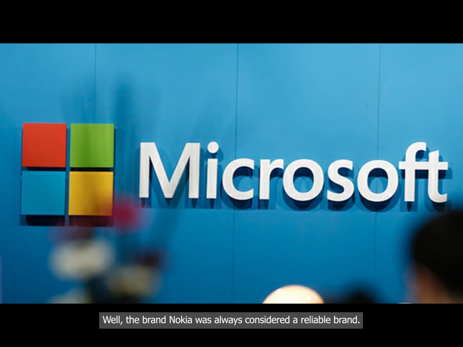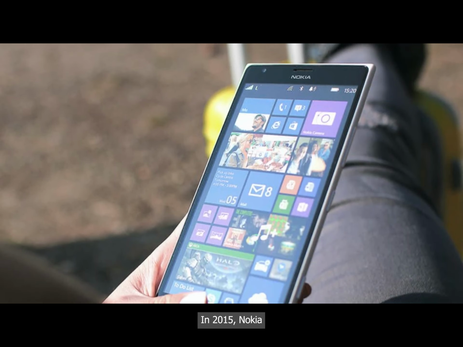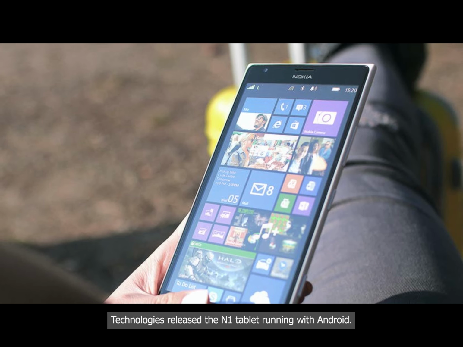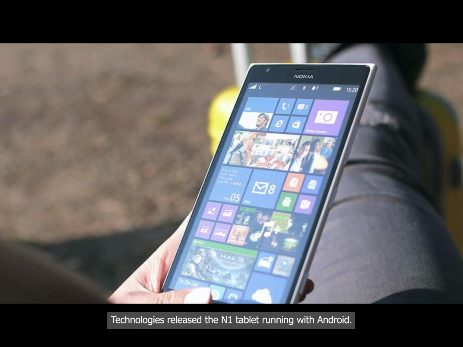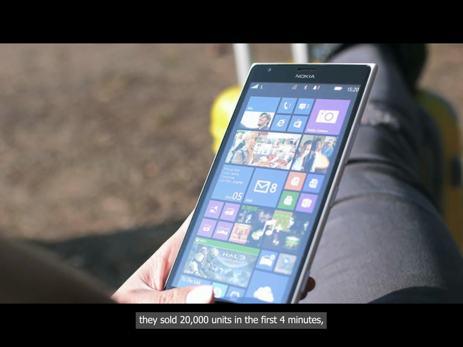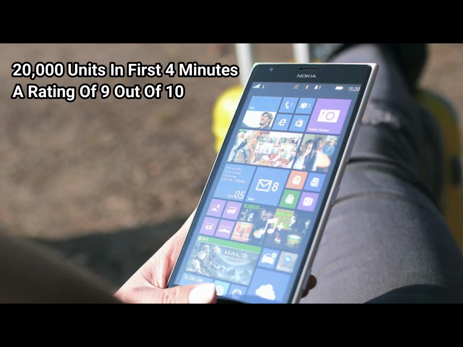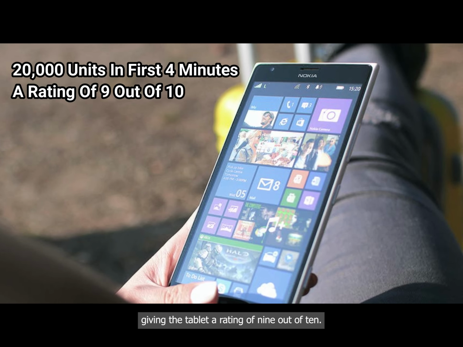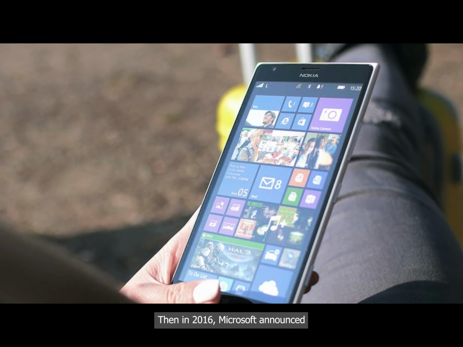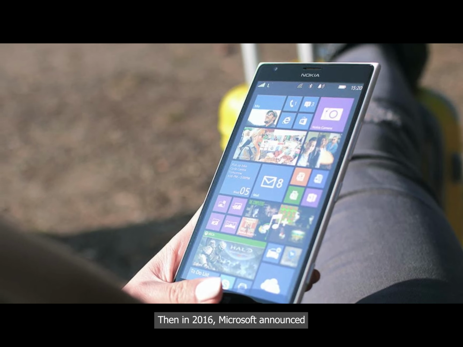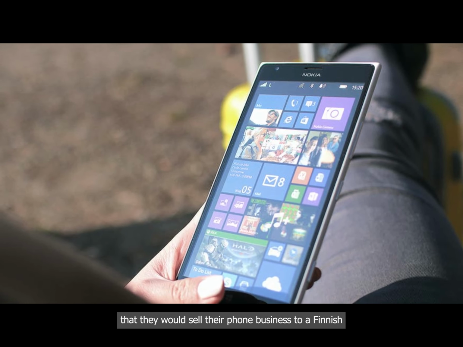Well, the brand Nokia was always considered a reliable brand. In 2015, Nokia Technologies released the N1 tablet running with Android. With the new OS, they sold 20,000 units in the first 4 minutes, giving the tablet a rating of 9 out of 10.